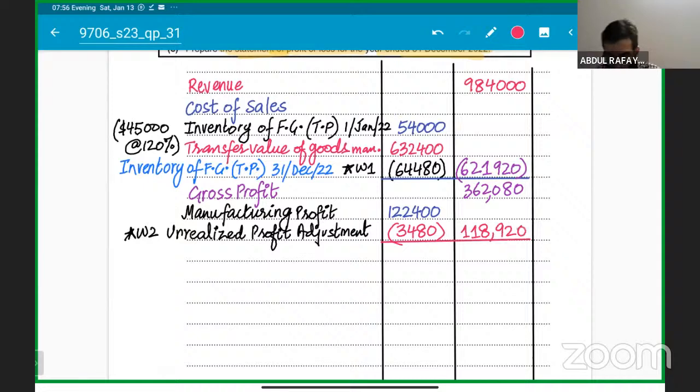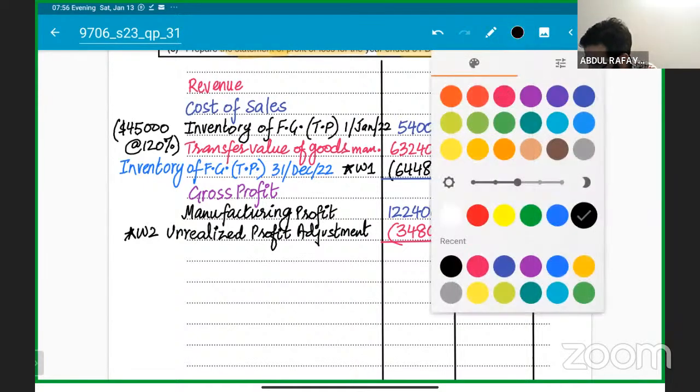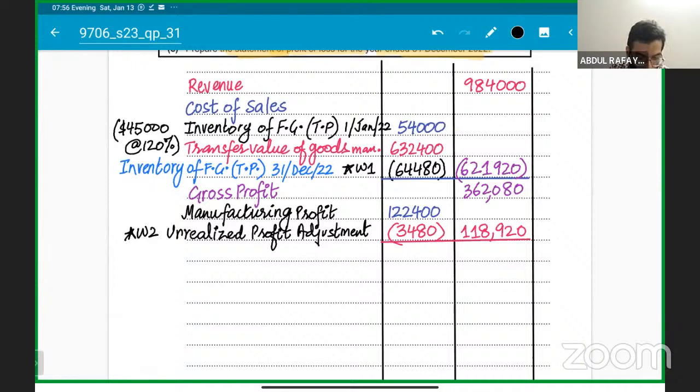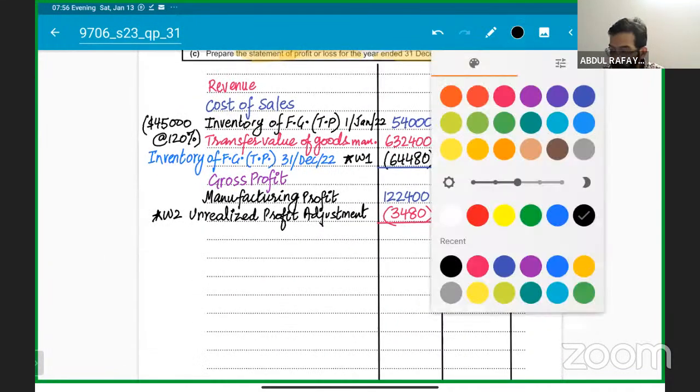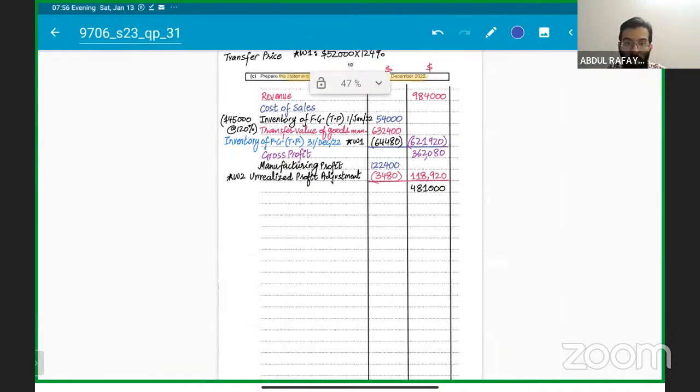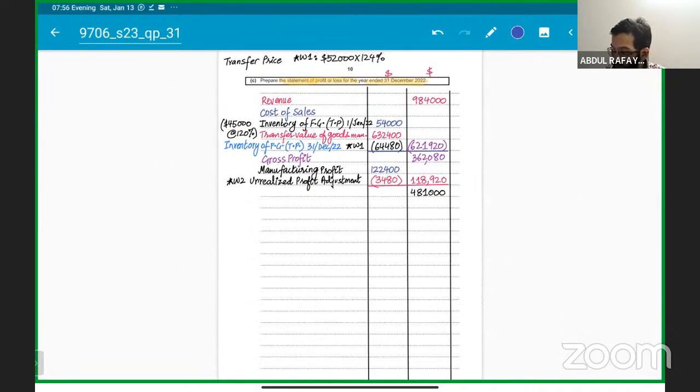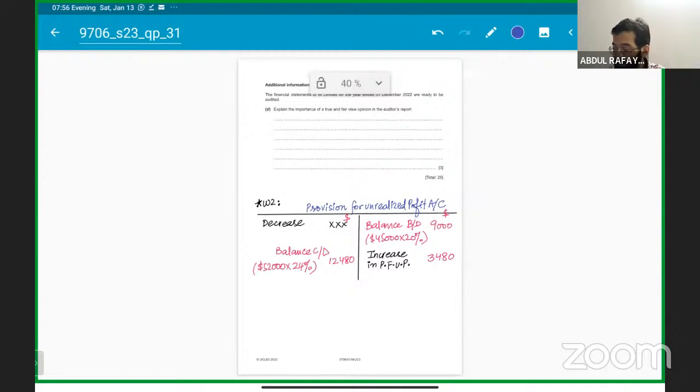118,920 is the profit, and then we'll get the total profit here. 362,080 plus 118,920. We are getting it as 481,000. Everyone with me, following, let me know. 481,000 is the total profit now, trading and manufacturing both together. If you have got this, I'll move forward. Let me know, I'm waiting. Come on, quickly.